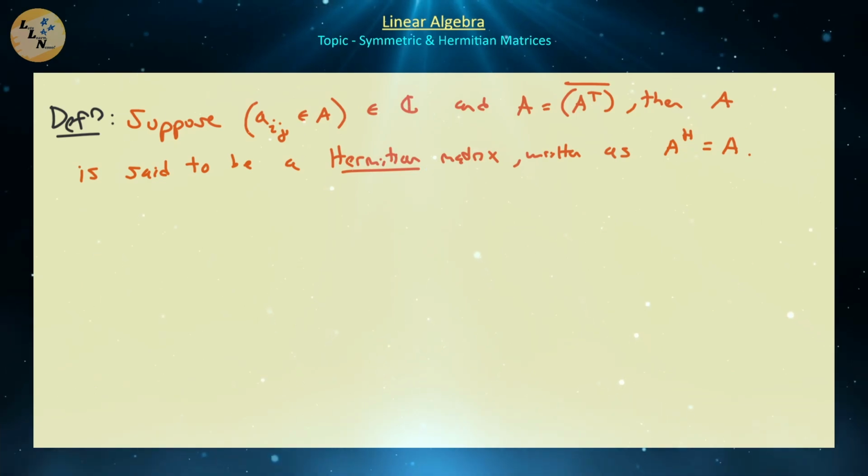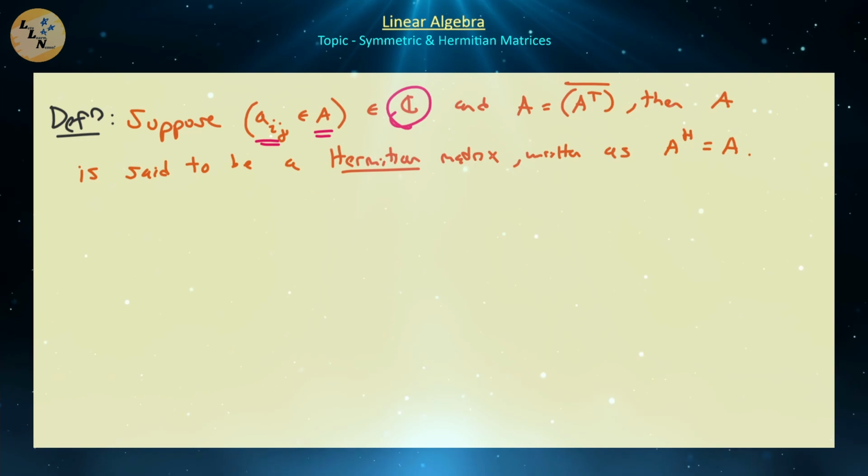Now that we've discussed some properties associated to symmetric matrices, let us take this up another level and consider the complex analog of symmetric matrices, which are known as Hermitian matrices. So now, instead of letting the elements of our matrix A be real numbers, we're going to consider these elements to be complex numbers.